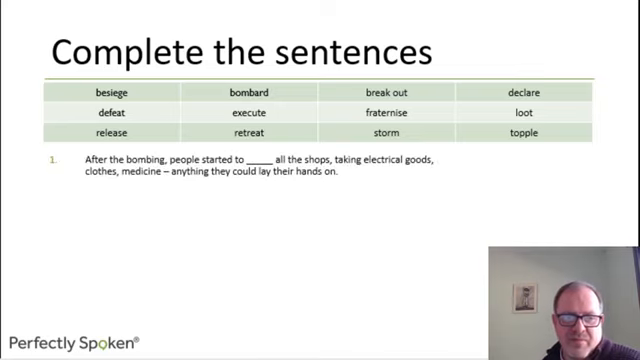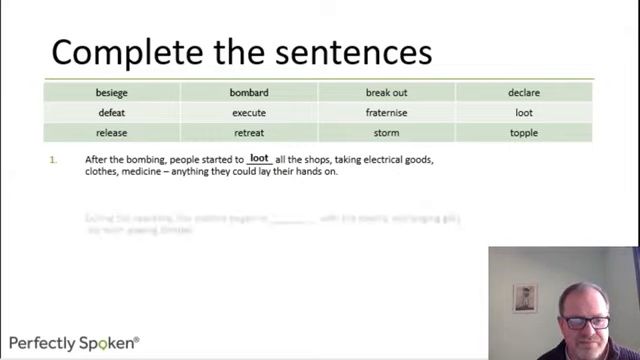The first one: after the bombing, people started to blank all the shops, taking electrical goods, clothes, medicine, anything they could lay their hands on. Yes, usually in times of a war or natural disaster, people seize the opportunity to get things they otherwise can't because the police and everything are busy or have collapsed in the war. Sometimes the police disbands and so on. The answer is loot. To loot means to steal in large groups of people, stealing from shops and so on. To loot.